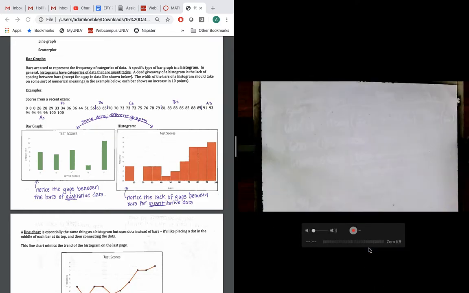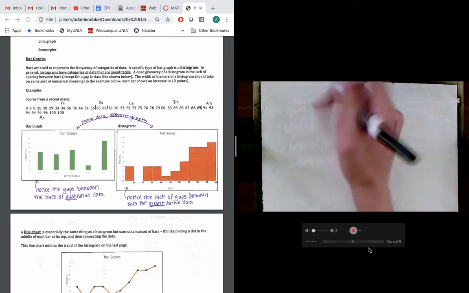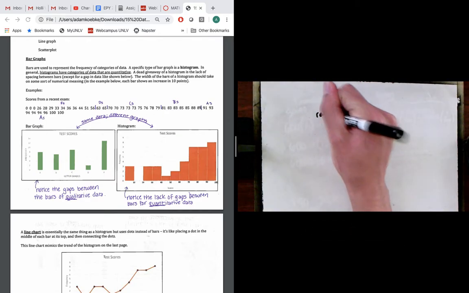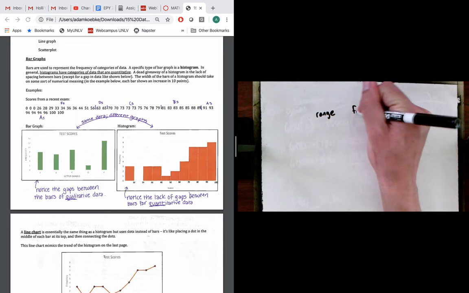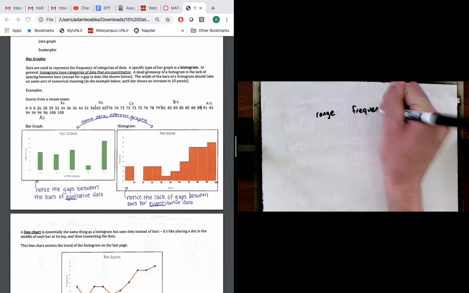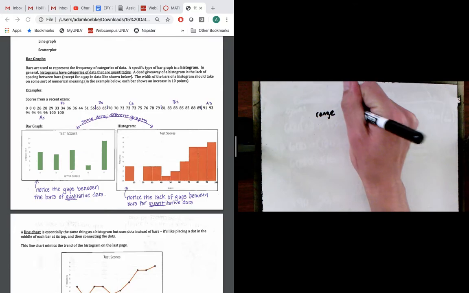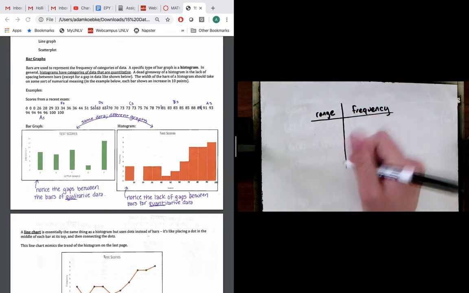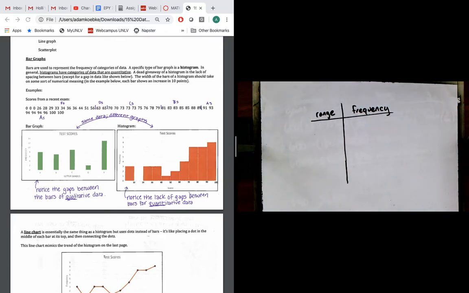Oftentimes what you'll see before drawing a histogram is a chart that may give you something like range and frequency. Now, when you're making a histogram, the range categories many times are up to you. So it's important to look at the data and decide how you want to break it up. For this particular example, it was broken up in groups of 10s. Did you have to break it up in groups of 10s?